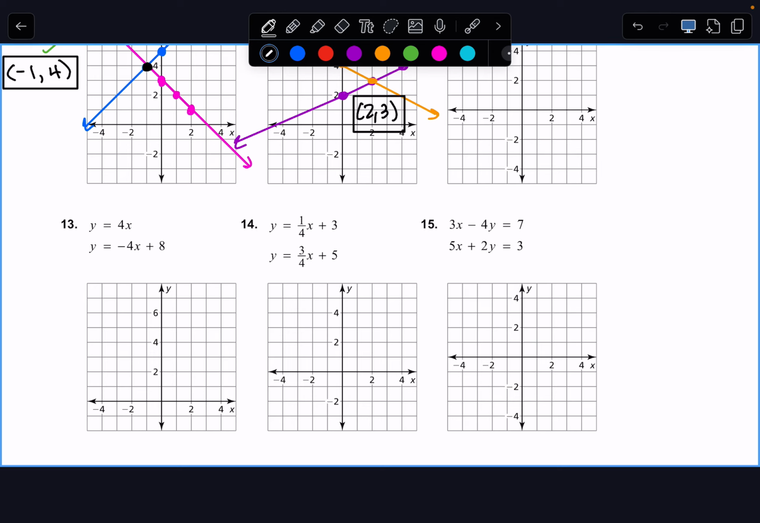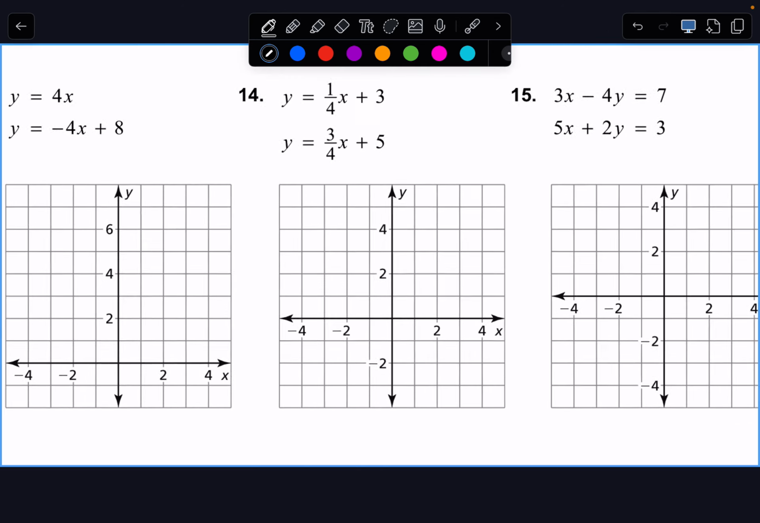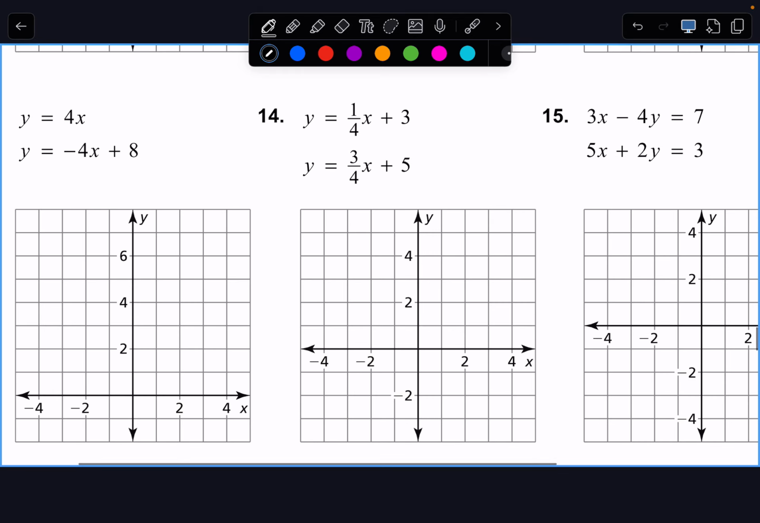So I want to talk about 14 because I had 2 groups graph it, but they didn't actually draw it to where they intersected. So, this right here, what's our y-intercept? Our y-intercept is 3, and we're going to go up 1 over 4, correct? So I had a lot of people do this. Okay.